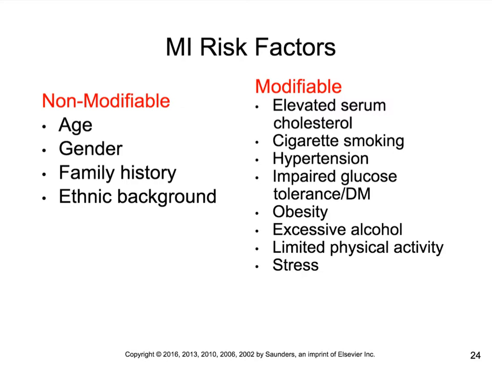Gender, we know that men as a whole are usually more at risk. Women become almost as equal risk as they get over 70 years old and 80 years old. They become an equal risk, but for the most part, men are usually at more risk. We also know that if you have a first-degree relative that had a coronary event or a history of cardiovascular disease at a younger age, that increases your risk for developing it as well.